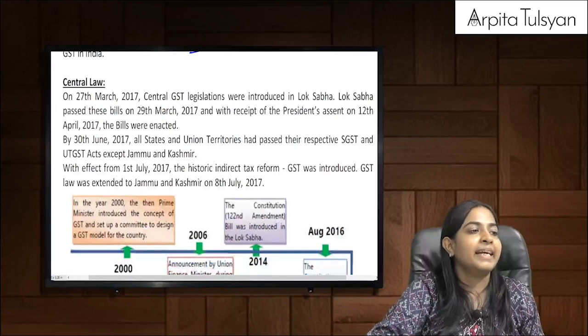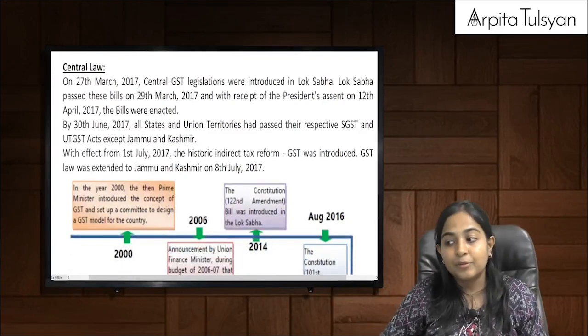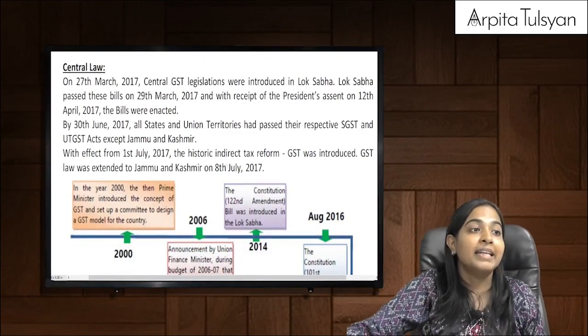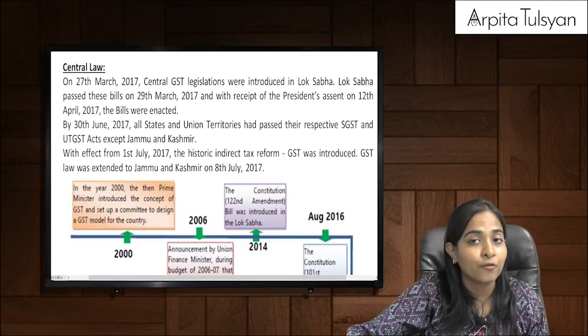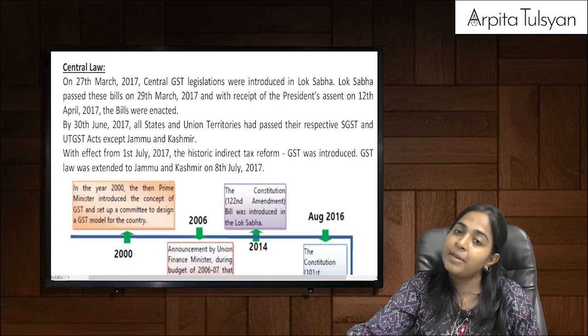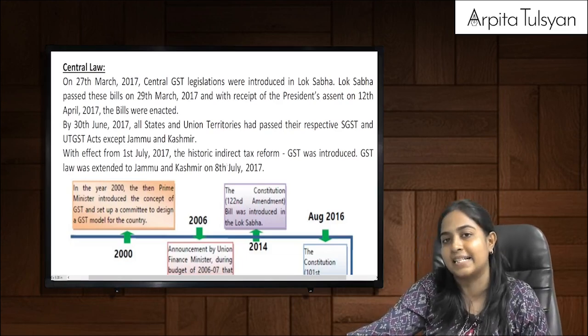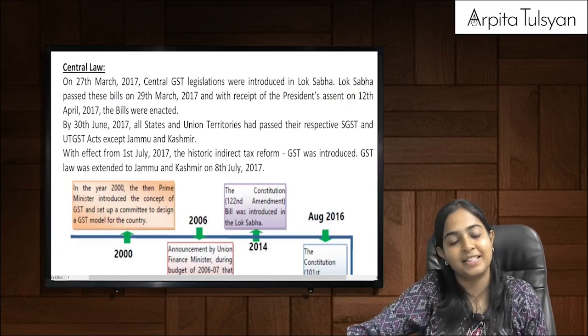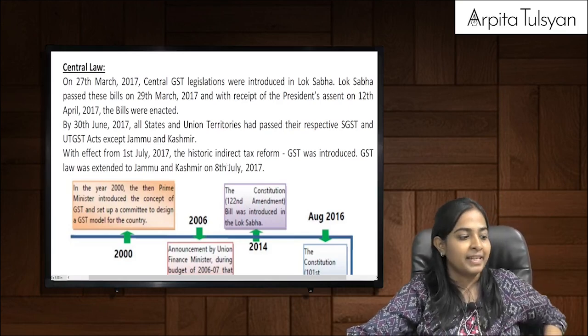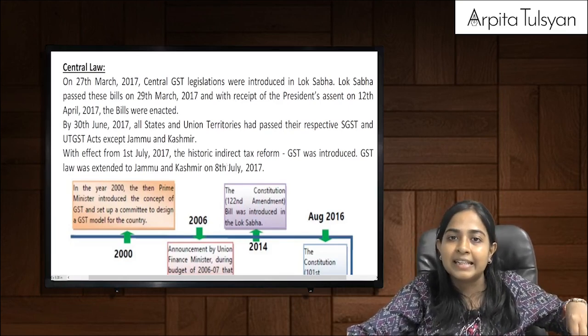Okay, then after this, see what happened. Now this was a constitutional amendment. By way of constitutional amendment, both of them just got the powers to collect taxes or to levy taxes. Okay, but now what about GST? Let's try to understand that. Yes, I hope you are very, very clear till here.